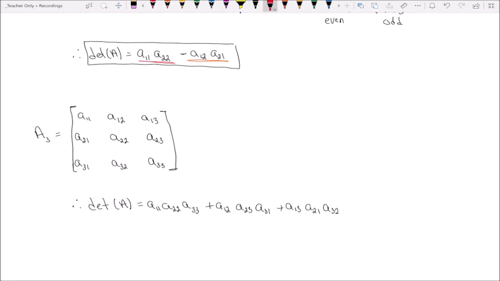If we just look at the positives, A11, A22, A33 goes like this. A12, A23, A31. Right, so A12, A23. And if you think of this like the asteroids game, where once you leave one side, you re-enter the other, we can come down here and say A31. Then finally we have A13, A21, A32. So that kind of goes like this.